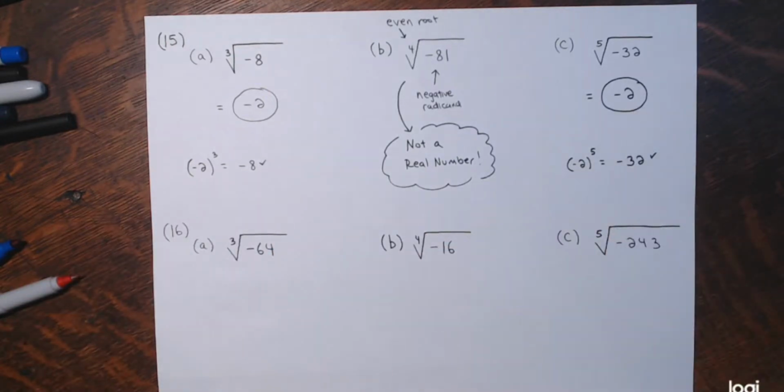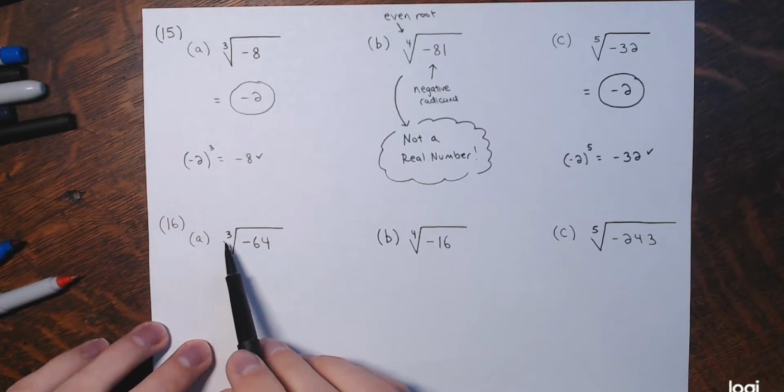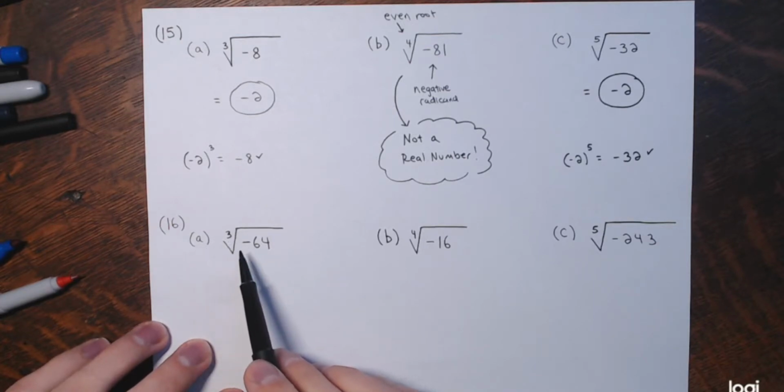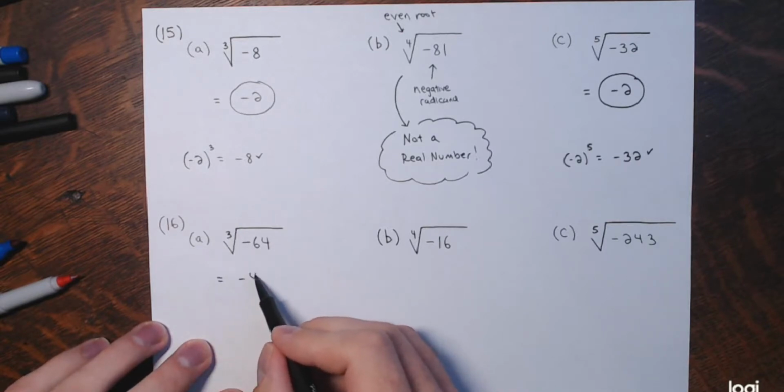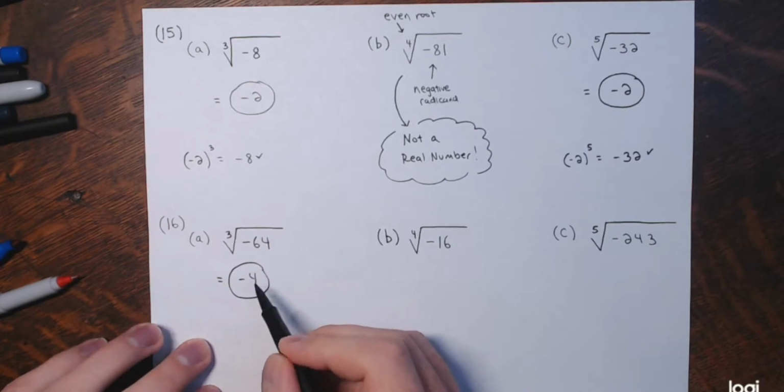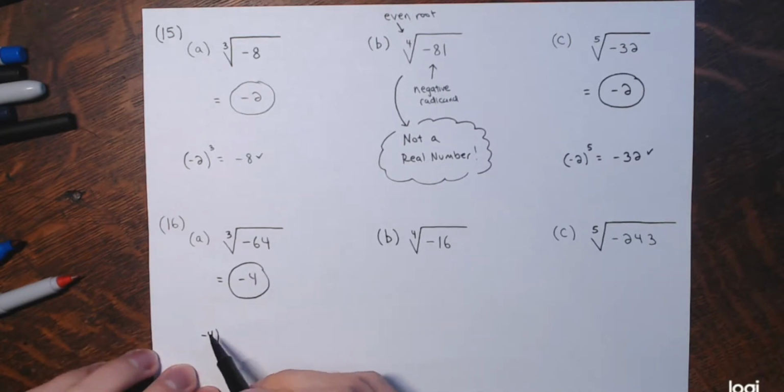Alright, moving on. Example 16. Part A, odd root, cube root. So I can do the odd root of anything. Right? The cube root of -64 is simply -4, because if you take -4 to the third power, you would get -64. You'd get the radicand. Right, great.